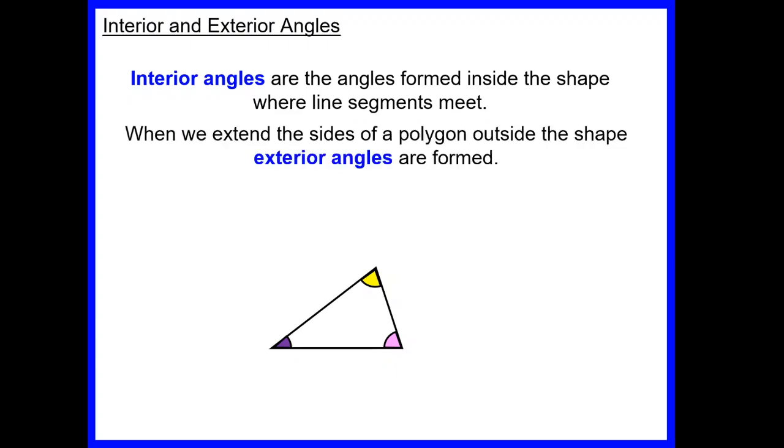Exterior angles are formed when we extend the sides of our shape outwards. So if we extend those lines from our triangle, we can see that we have formed three exterior angles as well. So interior are inside the shape, exterior when we extend the sides of our shape, the angle that's formed between that extension and the original side of the shape form the exterior angles.